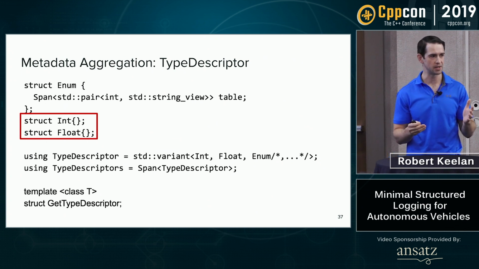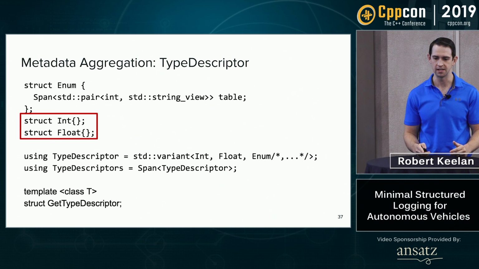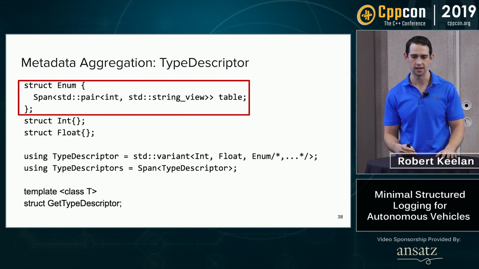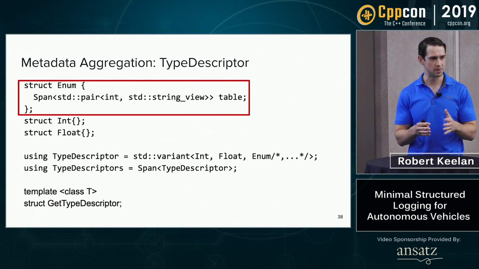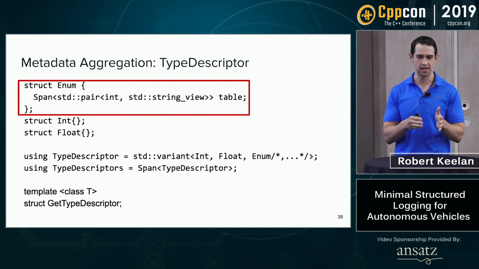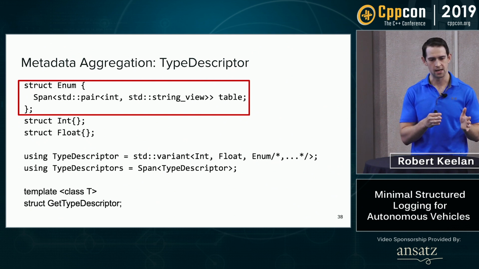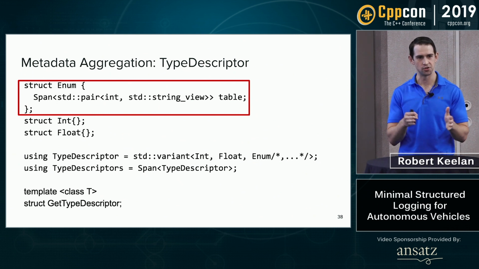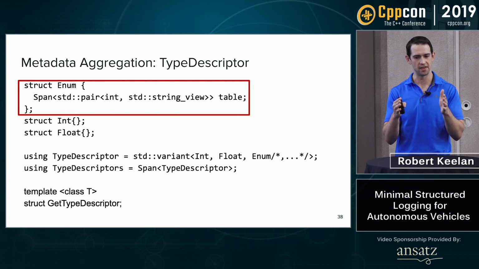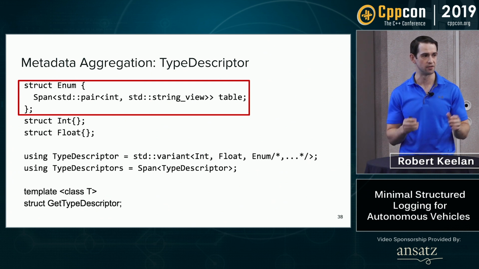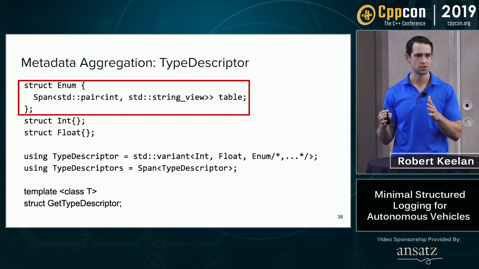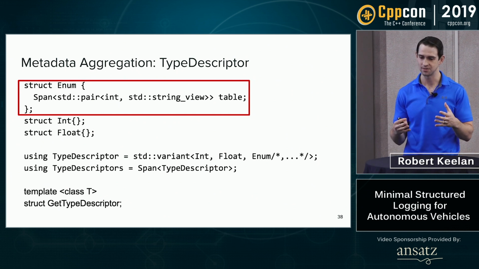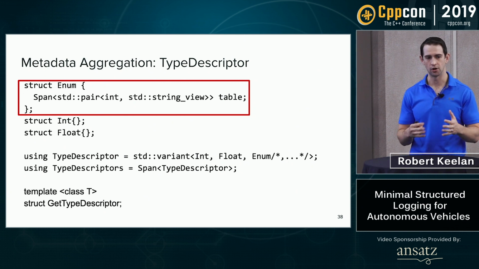But they could also be more complicated, and we could extend this kind of idea. For example, we could have an enum type that we stick in our variant. That enum type would be a span of pairs of integer and string views. So now, if I log this enum as one of the type descriptors in my metadata, I know I should interpret the next 4 bytes as an integer and then use this lookup table to convert that integer to a human readable string. This is the key idea of how we're able to encode more complicated types besides the fundamental types in our debug log metadata.